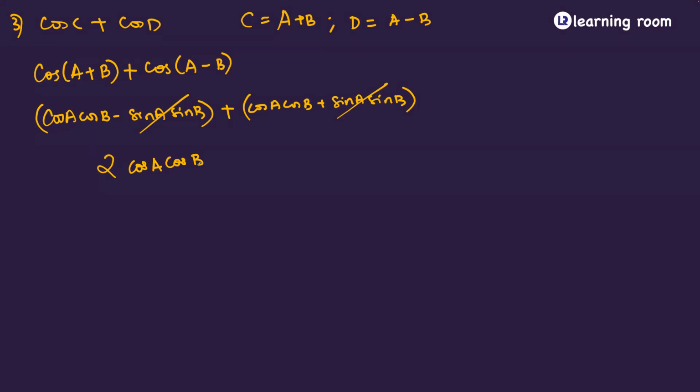So this will be 2 times cos of A, which we derived yesterday, is (C plus D) divided by 2, and B is (C minus D) divided by 2. So basically when you do cos C plus cos D, all that you're going to get is 2 times cos into cos. That is cos of bigger angle into cos of smaller angle.